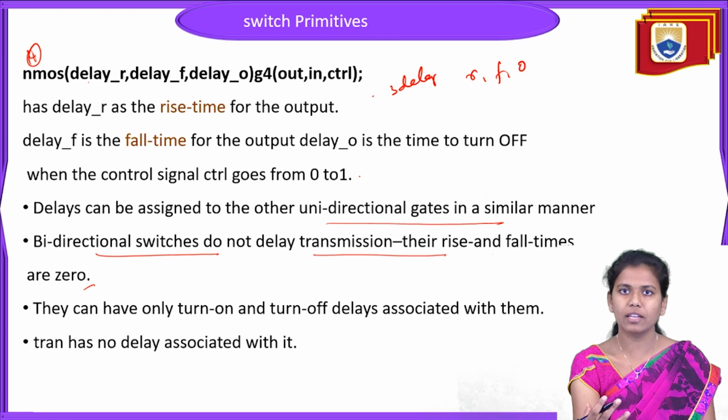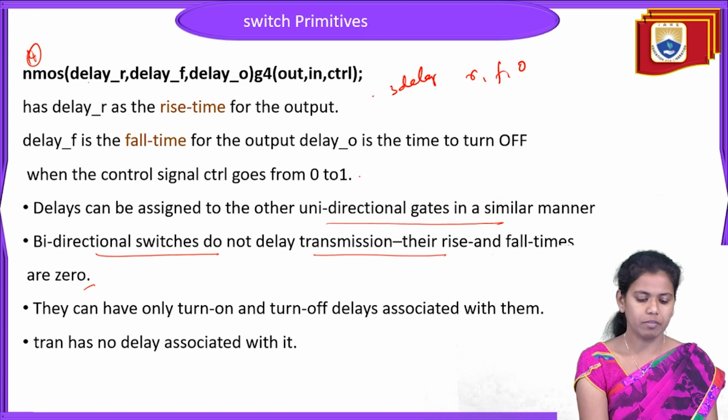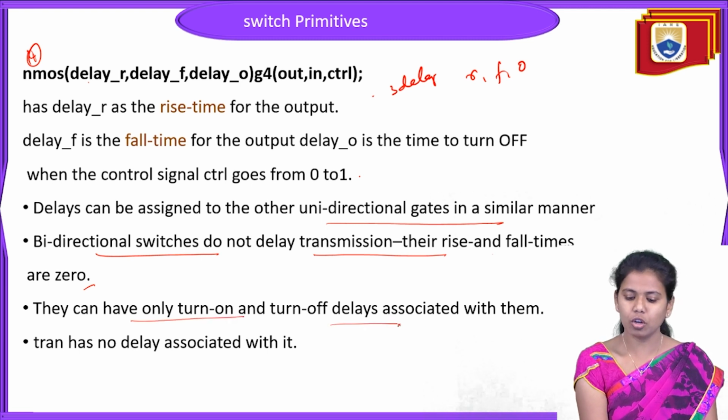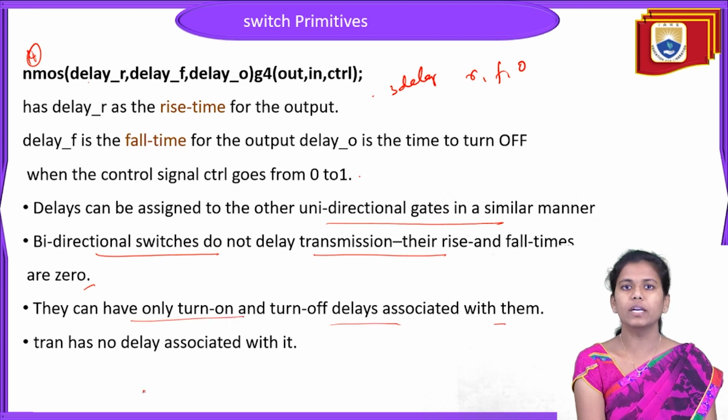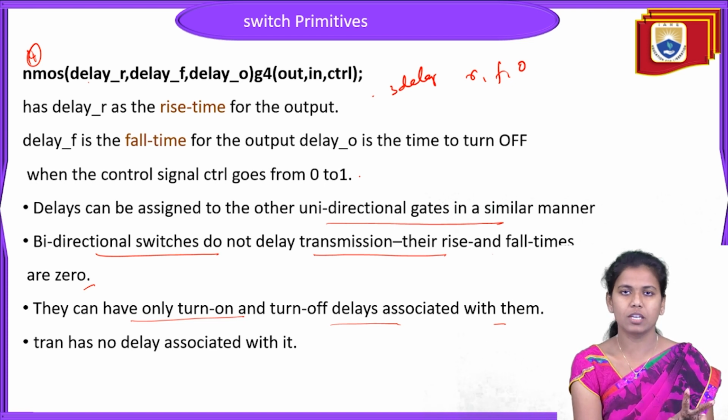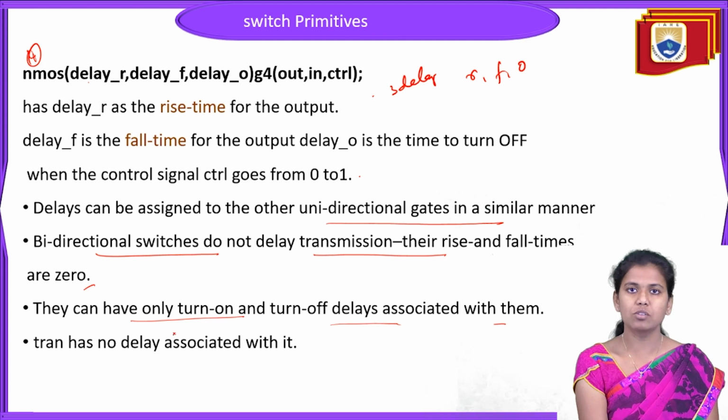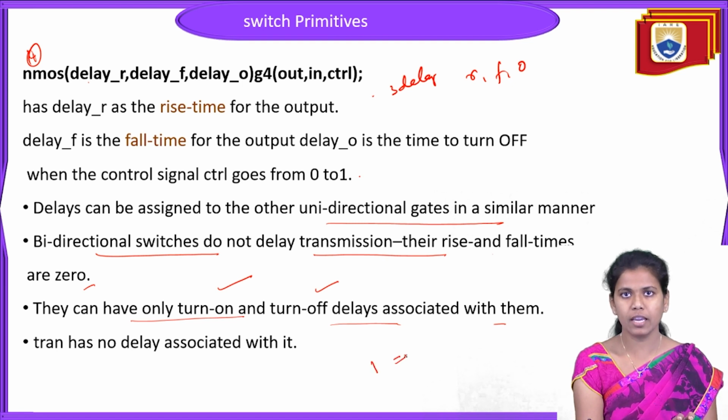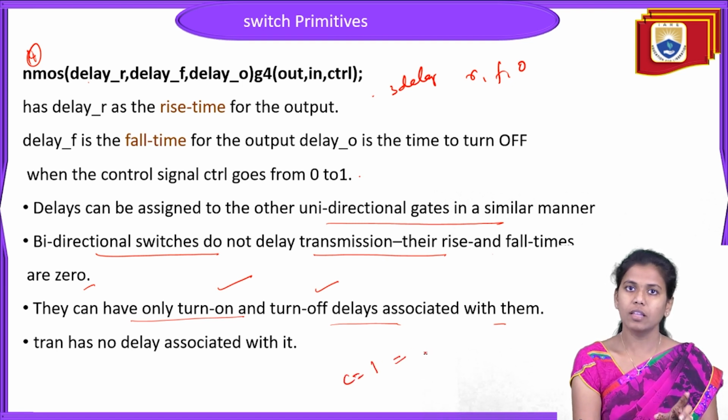Whereas when it comes to the unidirectional switches, we can see the time constraint delay would be observed. And they can only have turn on, turn off delays associated with them. So for these switches, we don't see the delays with respect to the rise time, fall time, and turn off time, but they can be associated with turn on and turn off. If the control signal is 1, pertaining to the NMOS transistor, then the switch goes to on, the turn on condition.